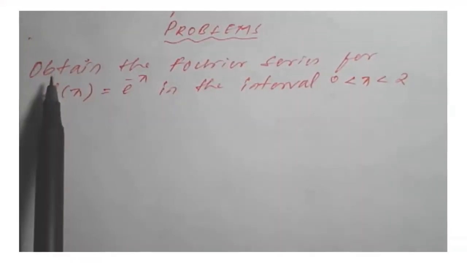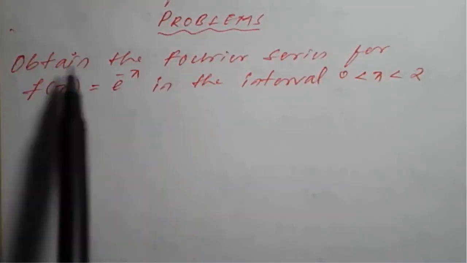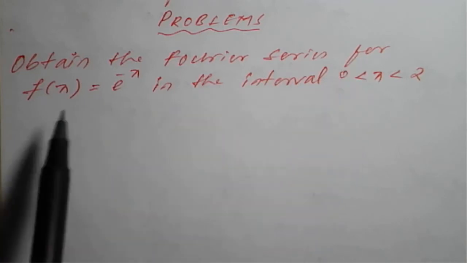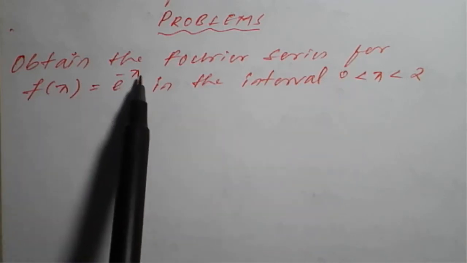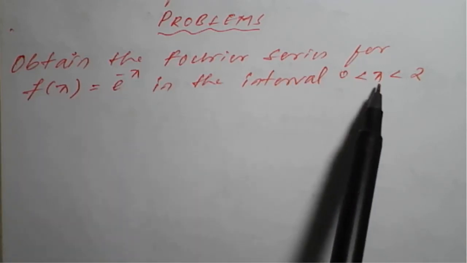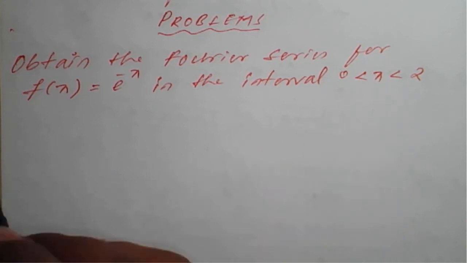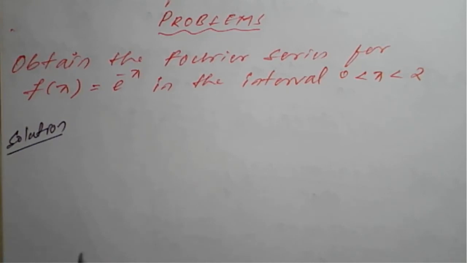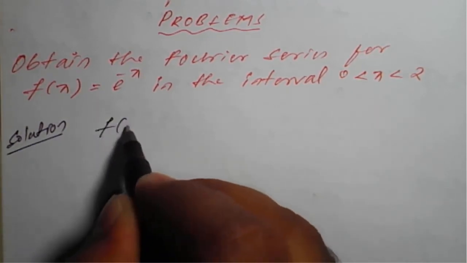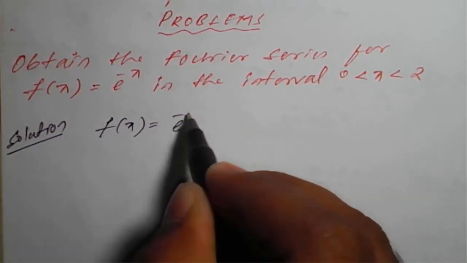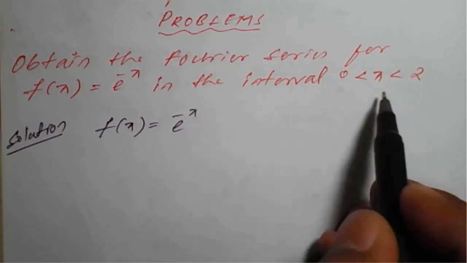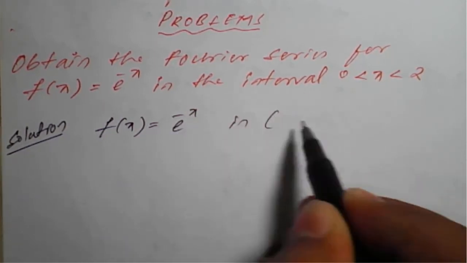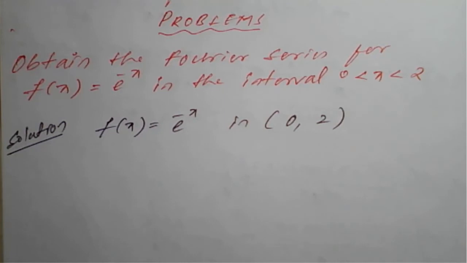So, problem on Fourier series. Obtain the Fourier series for f(x) = e^(-x) in the interval 0 < x < 2. Solution. So, given function f(x) we will collect first. f(x) = e^(-x) in the interval (0, 2).